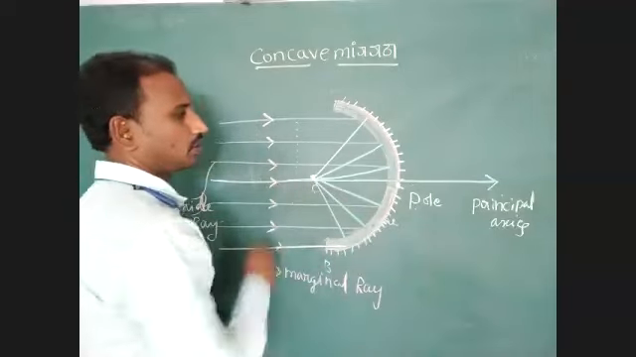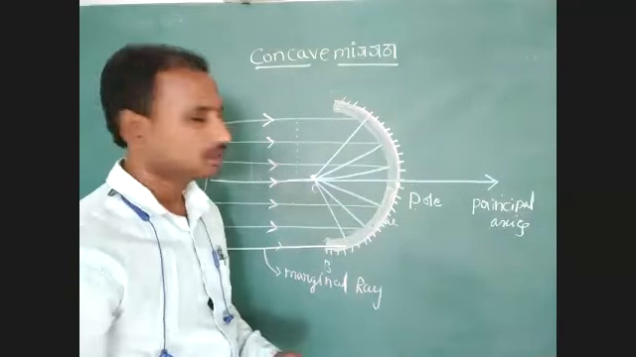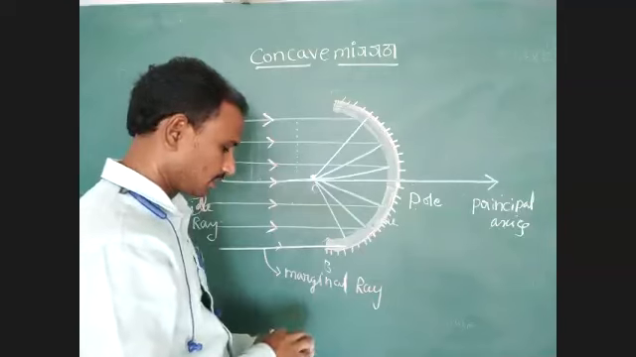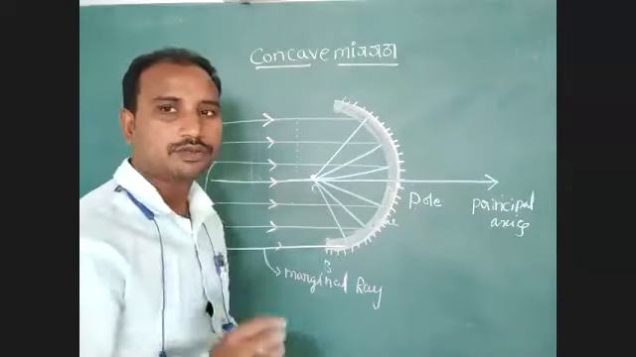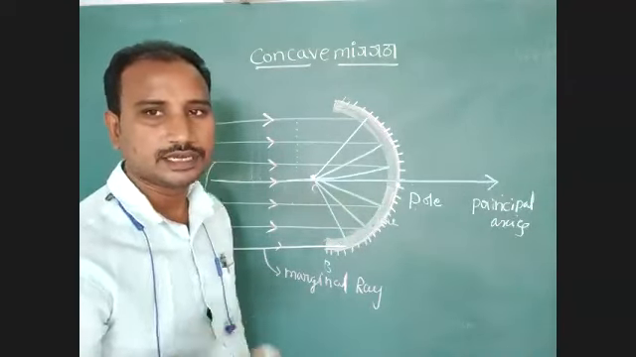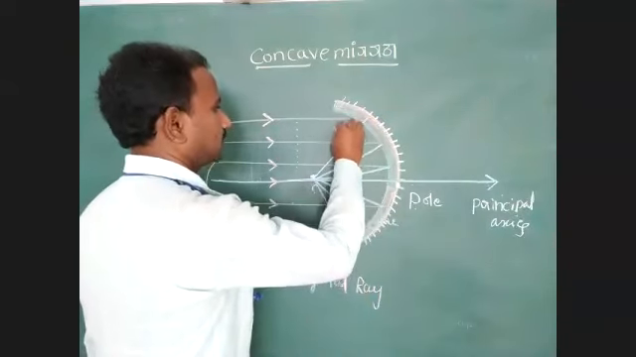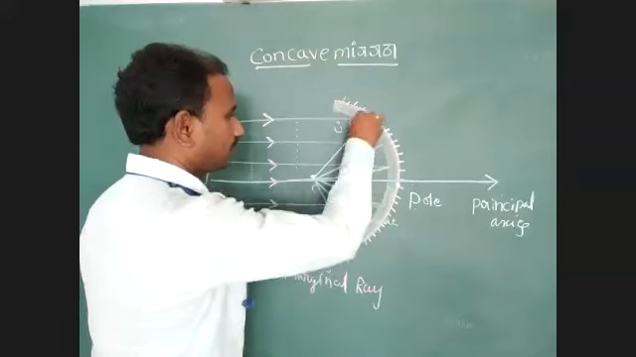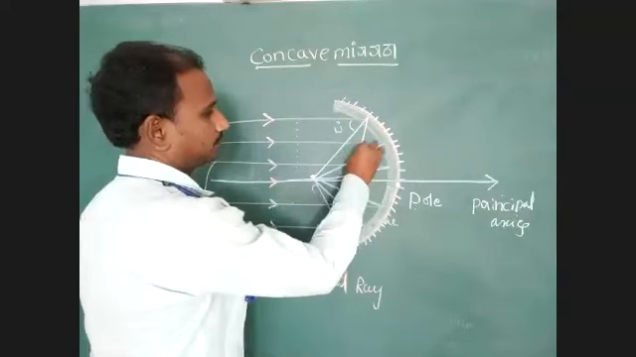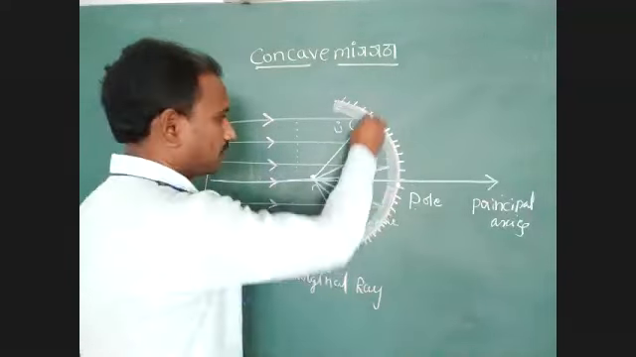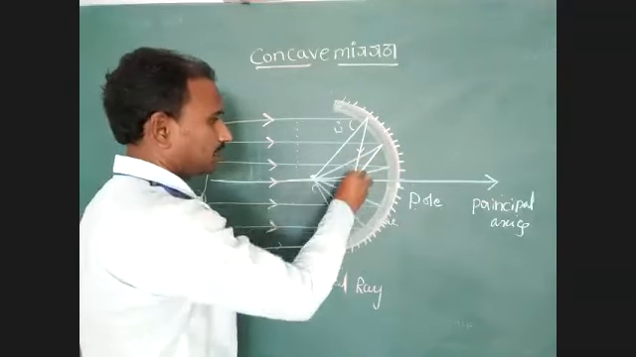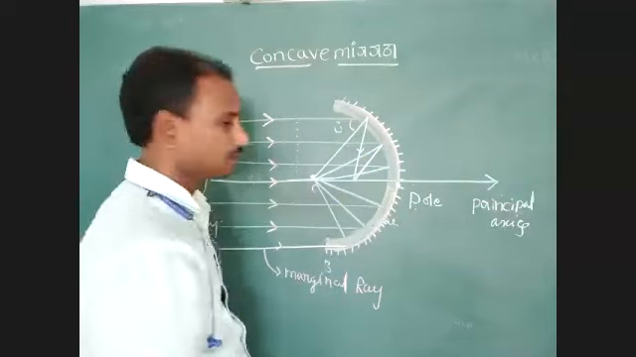These all are represented normal. But according to the first law of reflection, angle of incidence equals angle of reflection. What is that angle of incidence? Angle i. Here we have to identify the reflected rays. I have to identify this ray as reflected. Another reflected ray we have to identify.